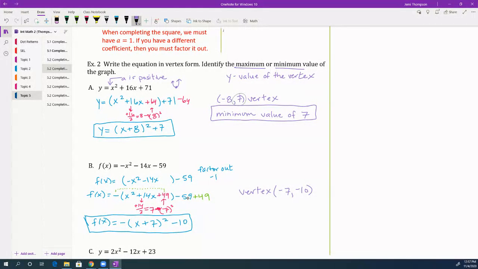All right, we have to ask ourselves, does this graph have a maximum or a minimum? A is negative. That means that this graph opens down. Since it opens down, that means my vertex is on top. Hence, I have a maximum. Now, a maximum value is whatever y is. So here I have a maximum value of negative 10. That answers the second part of the question.